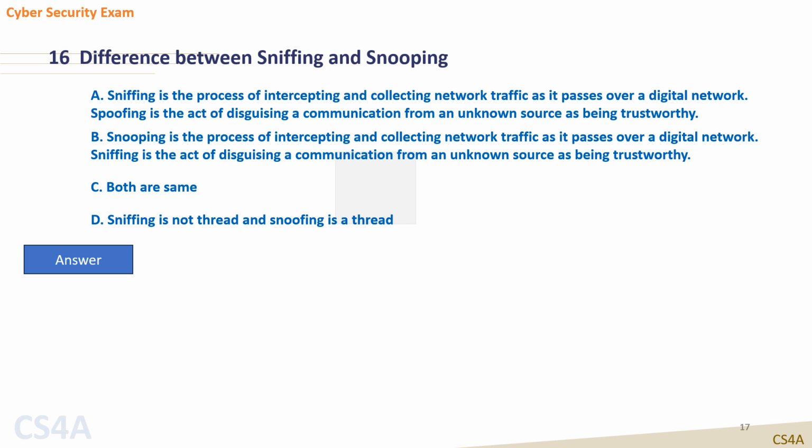So here the question is the difference between sniffing and snooping. Option A: sniffing is a process of intercepting and collecting network traffic as it passes over a digital network. That is correct. Snooping is the act of disguising communication from unknown sources as trustworthy. Okay, that is also correct. So option A is the correct one.